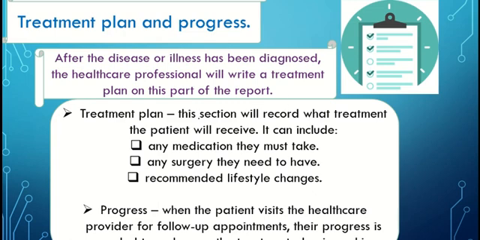Treatment plan: this section will record what treatment the patient will receive. It can include any medication they must take, any surgery they need to have, recommending lifestyle changes. Progress: when the patient visits the healthcare provider for a follow-up appointment, their progress is recorded to make sure the treatment plan is working. Clear?